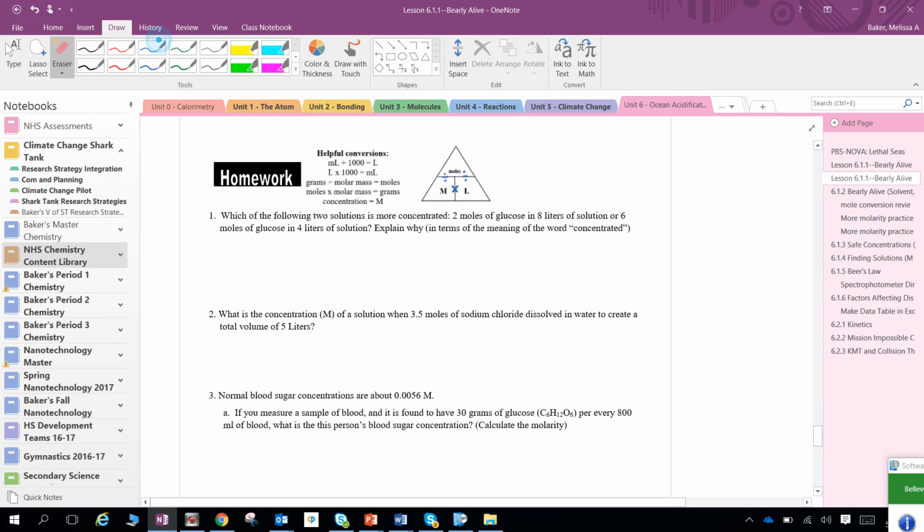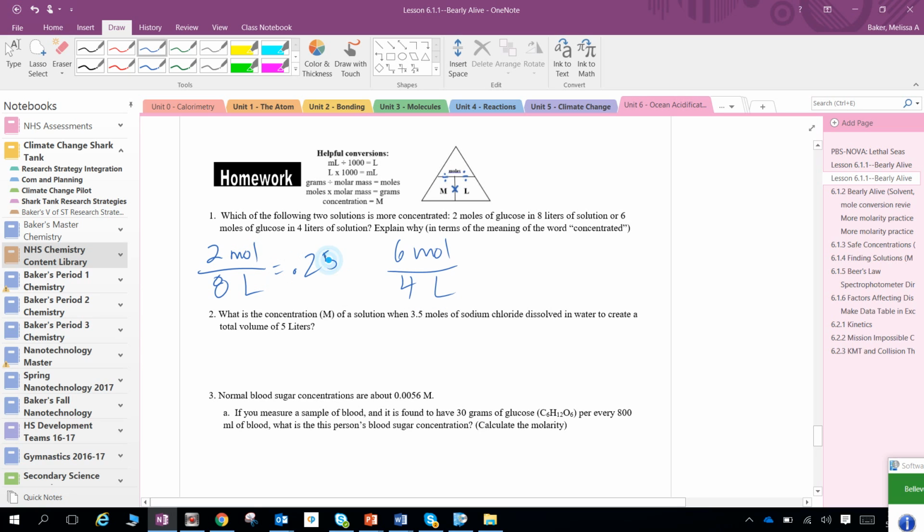Let's take a look at the homework for lesson 611. So the first one says, what if you've got two solutions? The first one's got 2 moles of solute dissolved in 8 liters of solution. The second one is 6 moles of glucose in only 4 liters of solution. So which one's more concentrated?